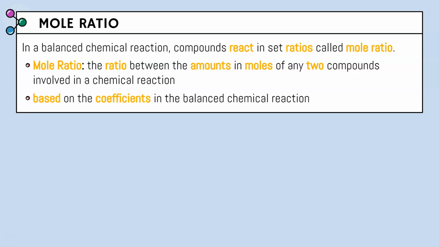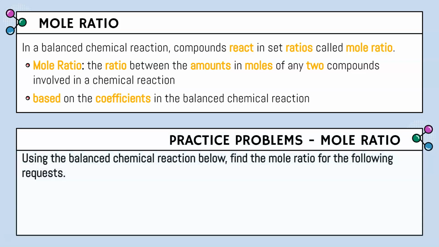So with this idea, let's go ahead and do some practice problems where we're going to use the balanced chemical reaction below and find the mole ratio for the following requests. So we're going to be looking at this reaction. We have 4Al2O3 plus 9Fe yields 3Fe3O4 plus 8Al. The 4, the 9, the 3, and the 8 are the coefficients that would have been produced to balance out those atoms.